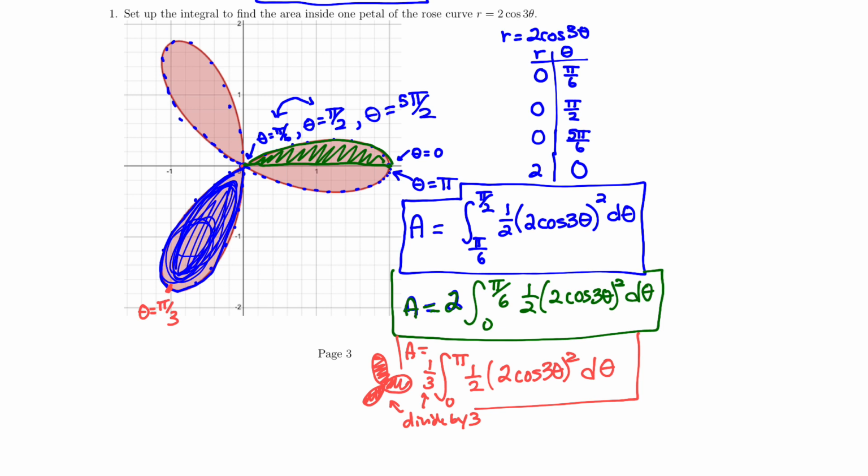But there are lots of ways to do this. Pick the one that resonates with your brain the best. And if you don't have one that's the best, my suggestion is to always figure out where your curve is intersecting, in this case the pole, and take two limits that are next to each other. That will always give you the safest way to get an area between those two angles, okay?